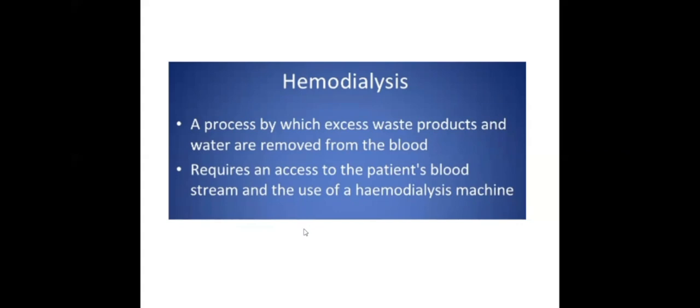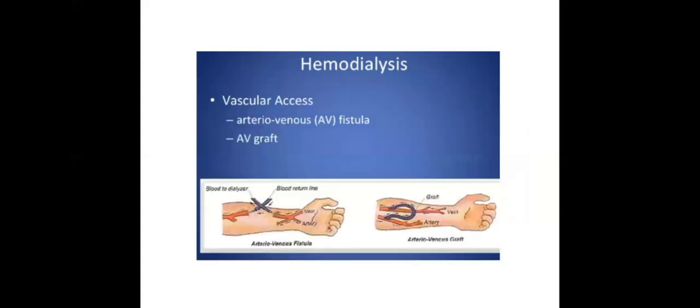So this hemodialysis requires access. Either there should be an AV graft or AV fistula, or other kinds of access are required. This is just a diagram, here to show you how the AV fistula and AV graft look. So the AV fistula is going to look like this.